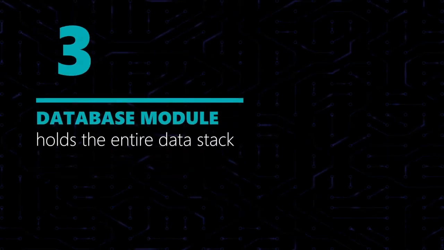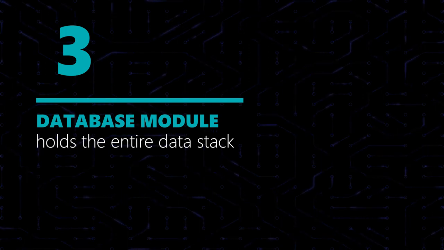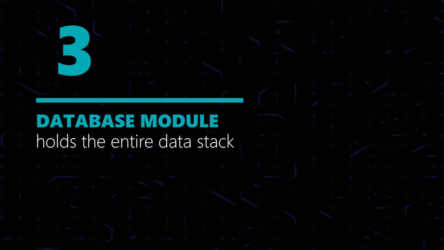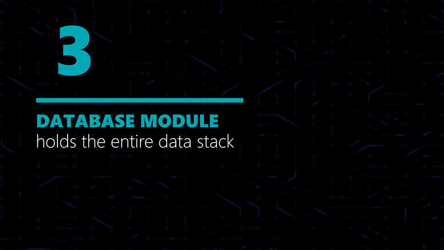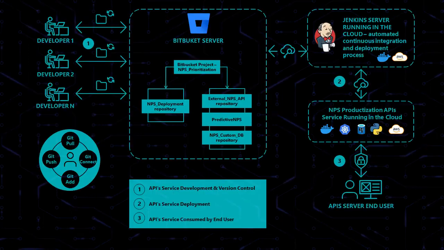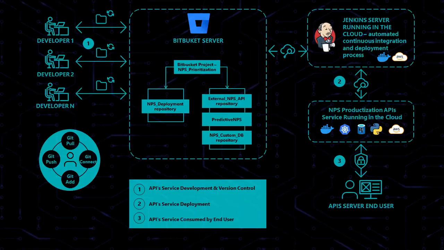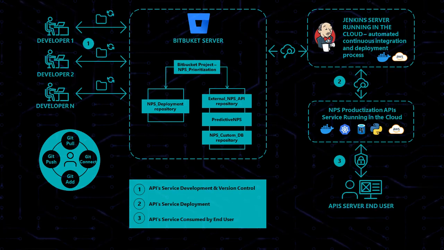And finally, the database module, which holds the entire data stack, not only the raw data coming from the uploaded dataset, but also the outputs of different stages described previously. All the three modules communicate seamlessly among each other, which makes the whole production line going smoothly and in parallel.